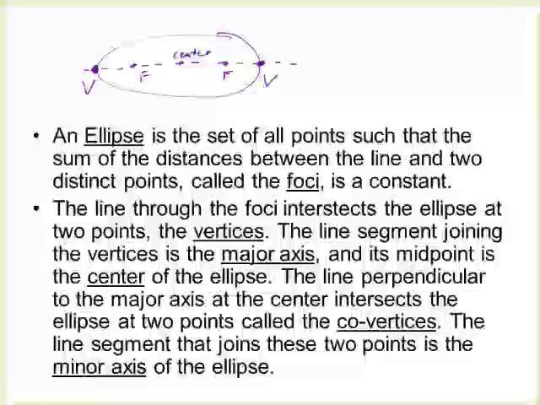Singular would be vertex. And that connection is called the major axis. The longer one is the major one. And if we go perpendicular to that through the center, that is going to create our co-vertices. The vertices are always the ones that are further away. So it can face up and down, or it can face side to side. The vertices are always the ones that are further out, and the co-vertices are the ones that are closer in. And then the foci will actually be inside of the ellipse.